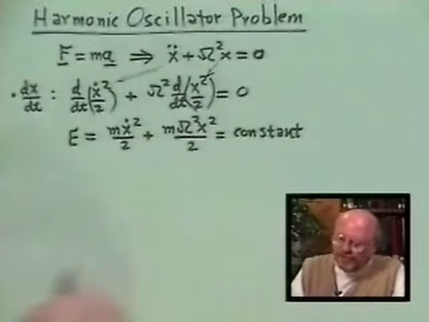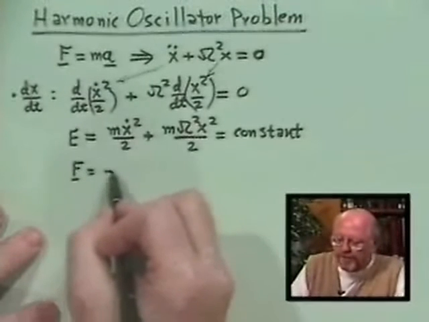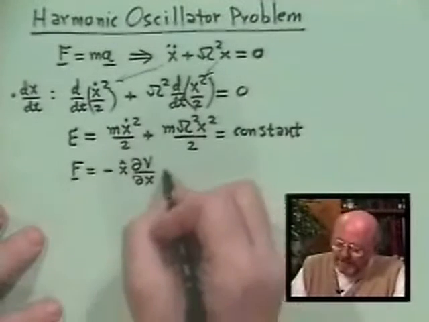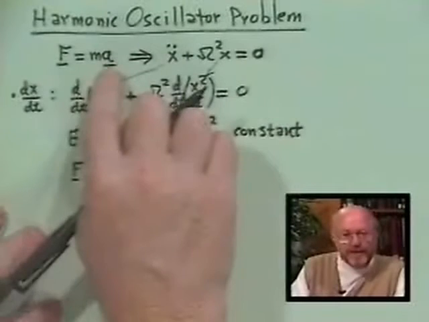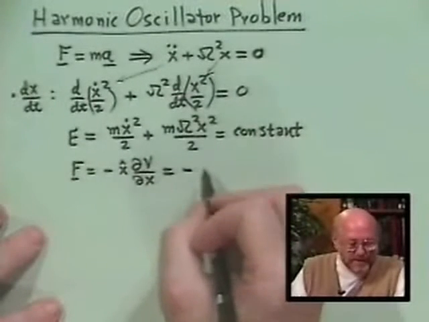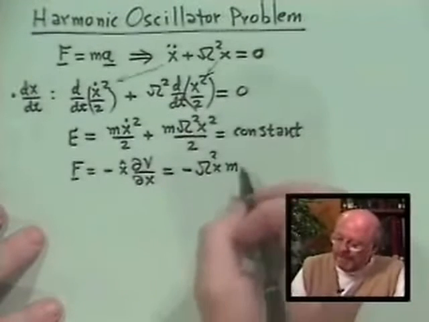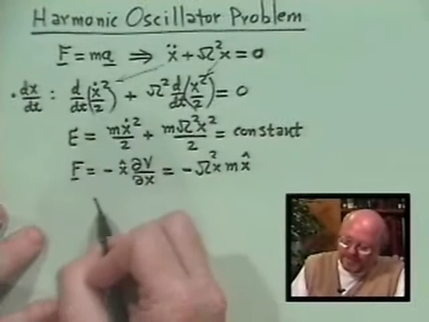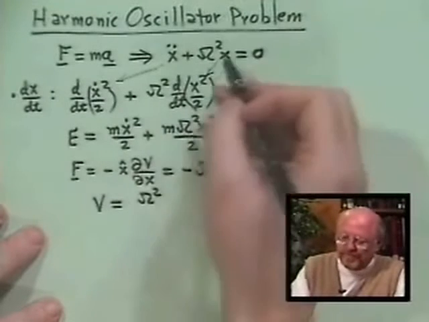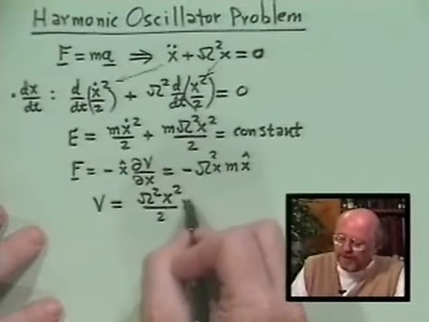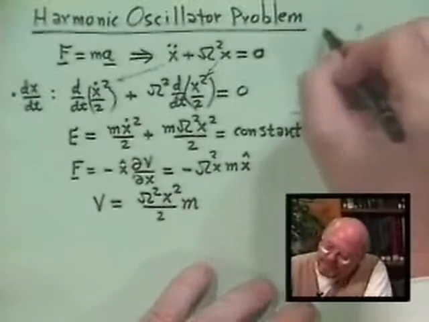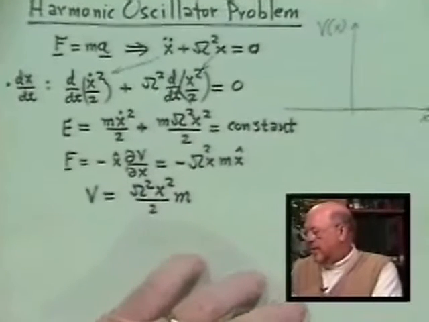Another descriptor of this problem is that I've ended up using a force which is minus x hat dV dx, or minus grad V in the x direction. The x double dot is, of course, the acceleration, so the omega squared x is actually the force, which would be just minus m omega squared x in the x direction. I can integrate that and say that the potential implicit in this problem is V equal to one half the frequency squared, which will be the gyro frequency, times x squared times the mass. So it's proportional to x squared. For the simple harmonic oscillator problem, we effectively have a potential V of x which is just a parabolic well.